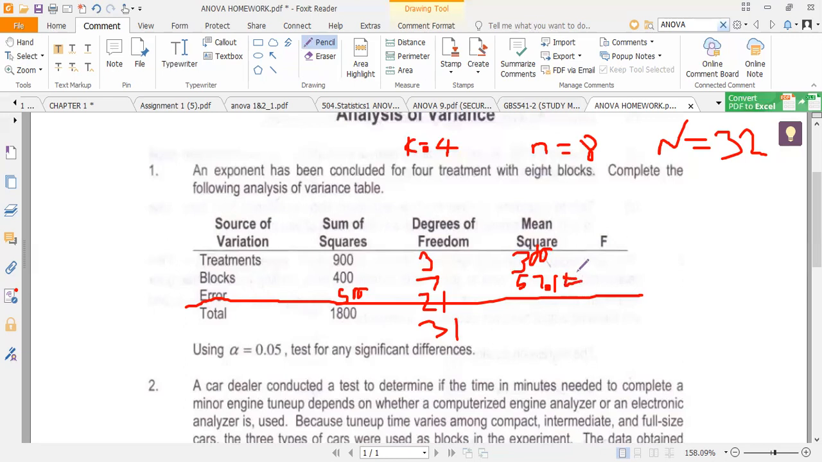Okay. Then we divide 500 divided by 21. Here you're going to get 23.8. Okay. So to get the F for the treatment, we're simply dividing 300 divided by 23.8. So here we're going to get 12.6.